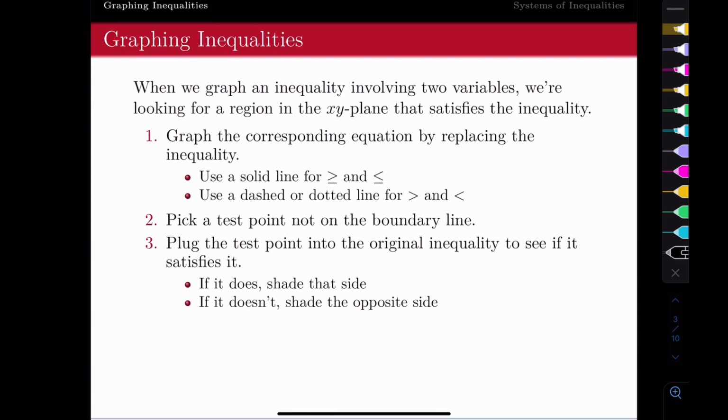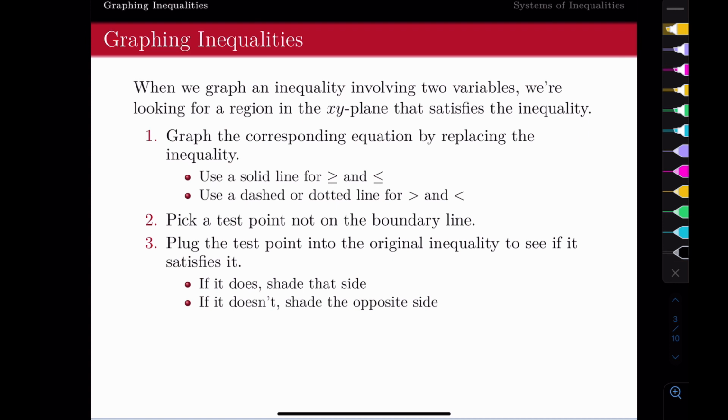So when we talk about graphing an inequality, because we have two variables, think of your normal inequalities. You were looking for an interval that satisfied it. But with two variables, I'm looking for a region in the xy plane that satisfies the inequality. So there's a bunch of different x and y points that will make that statement true. So what we're going to do is have a boundary, and that boundary is going to be found by graphing the corresponding equation. So you replace whatever inequality you have by an equality and graph that resulting shape.